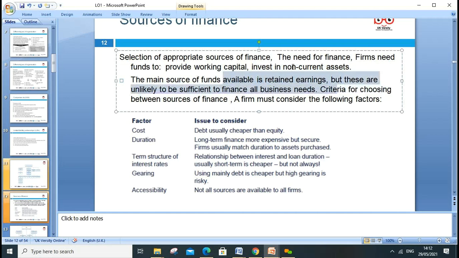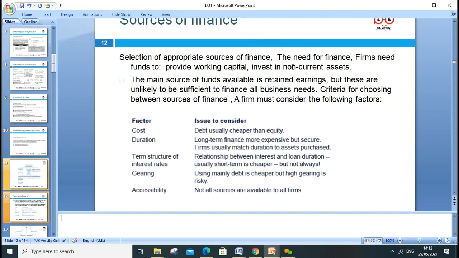The main source of funds available is retained earnings, but this is likely not a sufficient source of finance to meet all the business needs, and the firm must consider the factor of cost. To find the cost, it's always good to look at the base rate. At the moment, you have a basic interest rate of 0.01%, which is quite low at the moment.